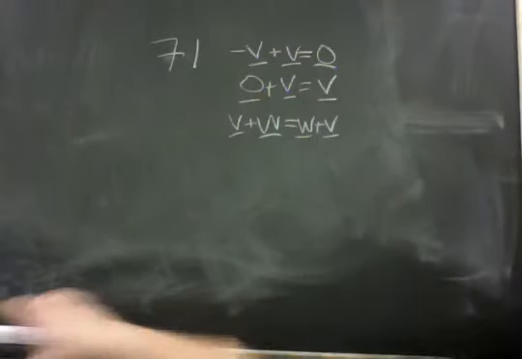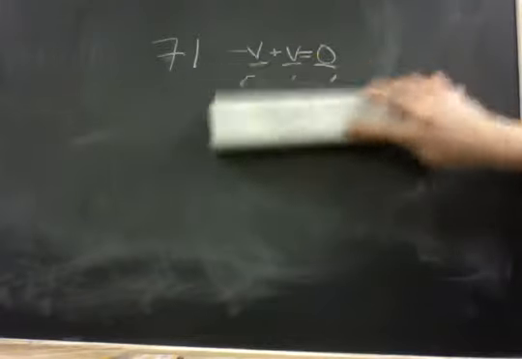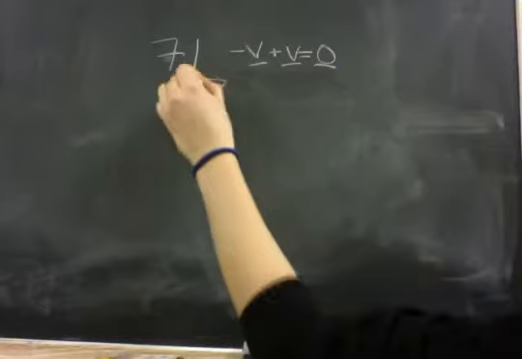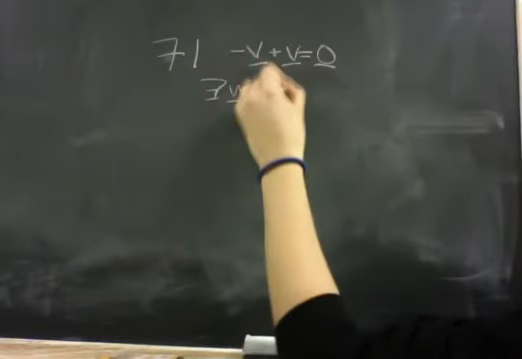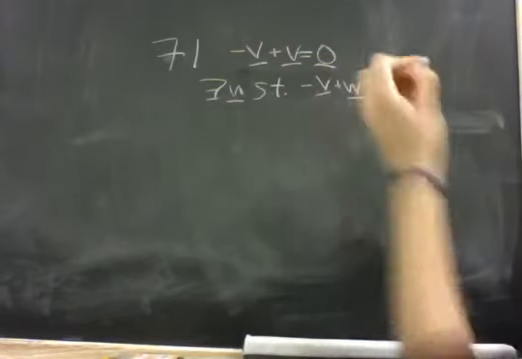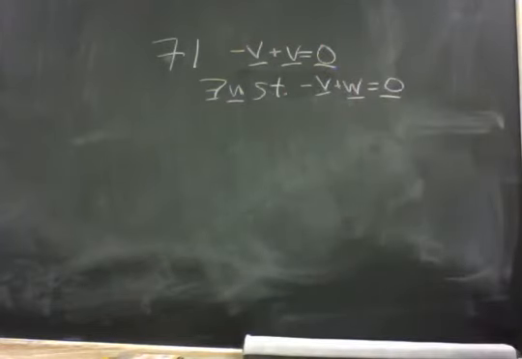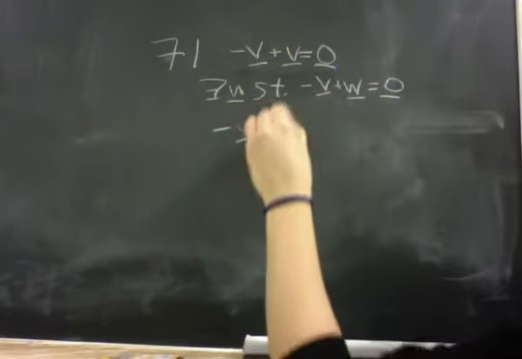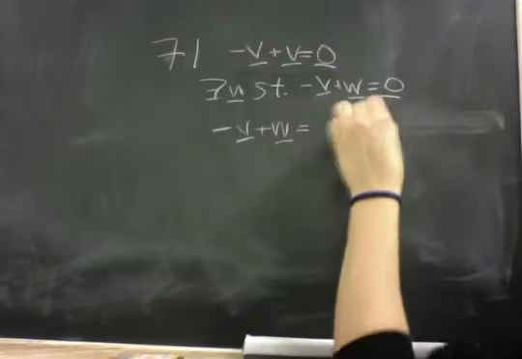So we begin with the first one. We want to prove that negative v plus v equals 0. To do that, we say that there exists a w such that negative v plus w equals 0. We know this must be true because there must exist a right additive inverse. So negative v plus w equals negative v plus w.